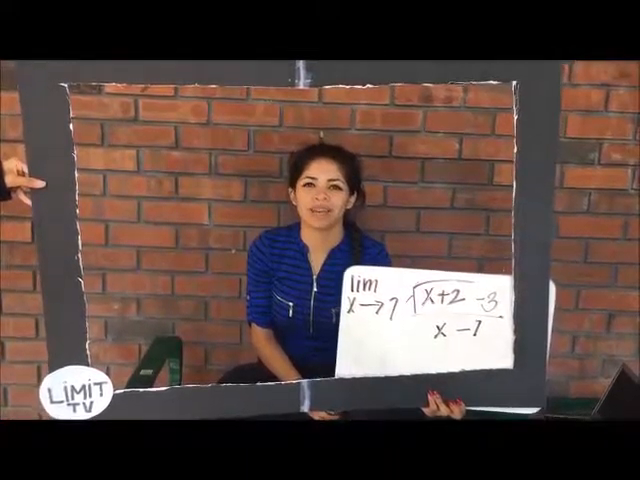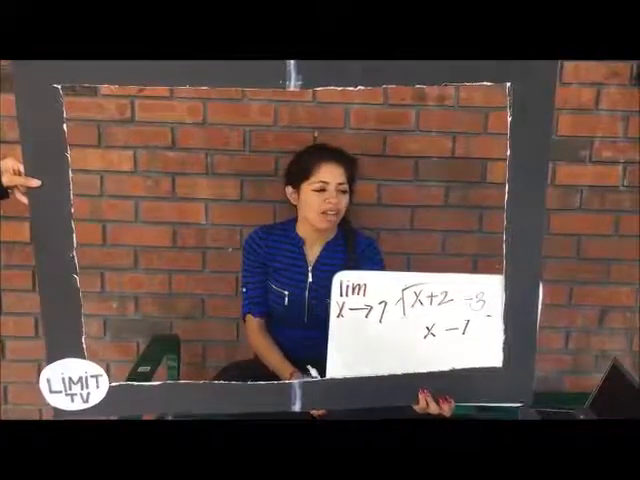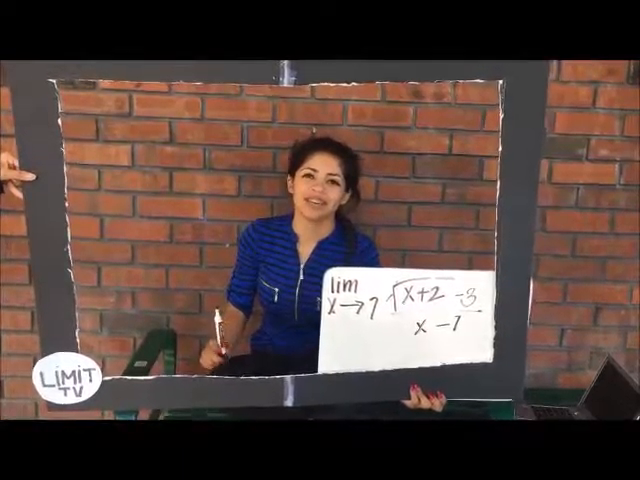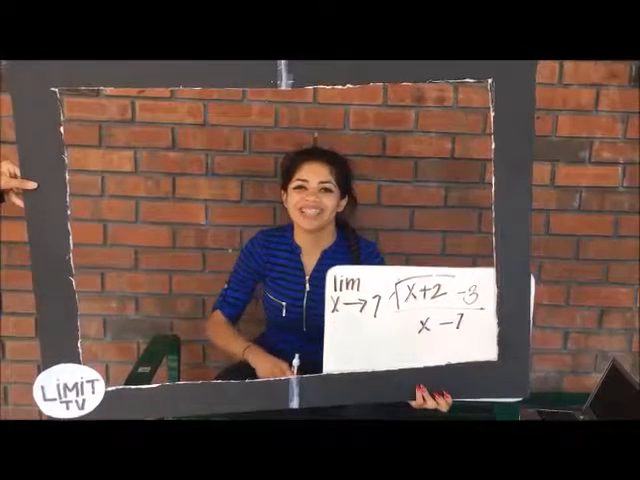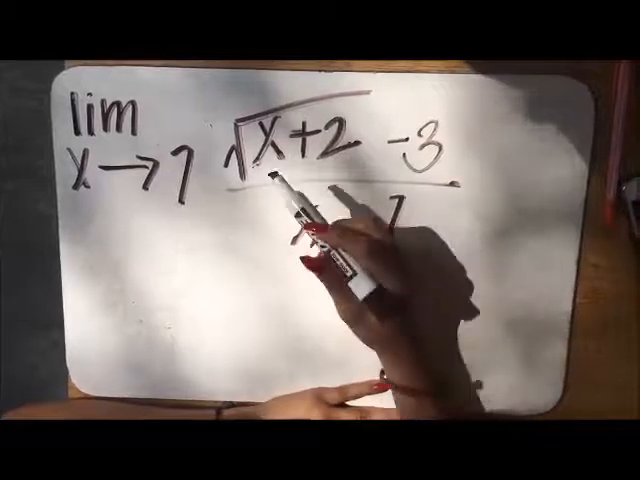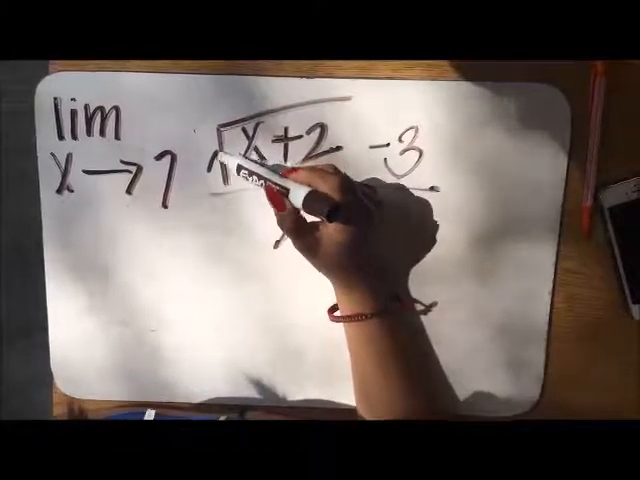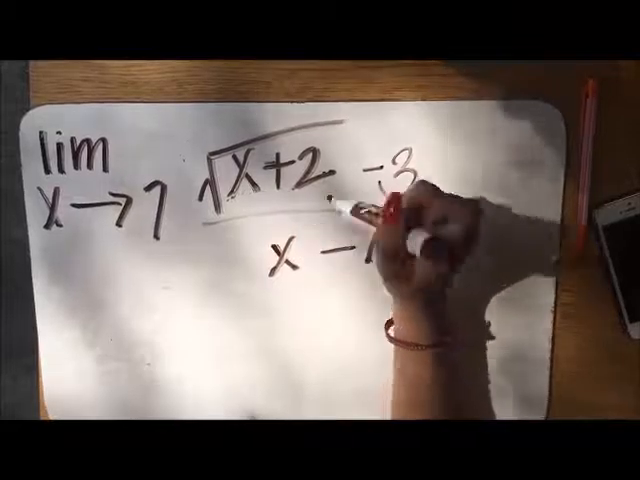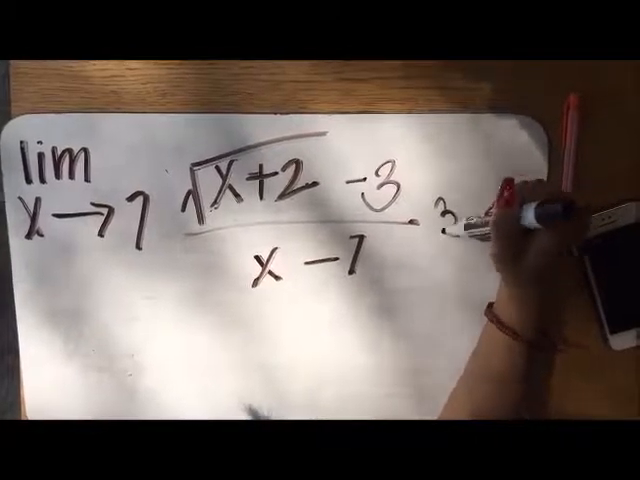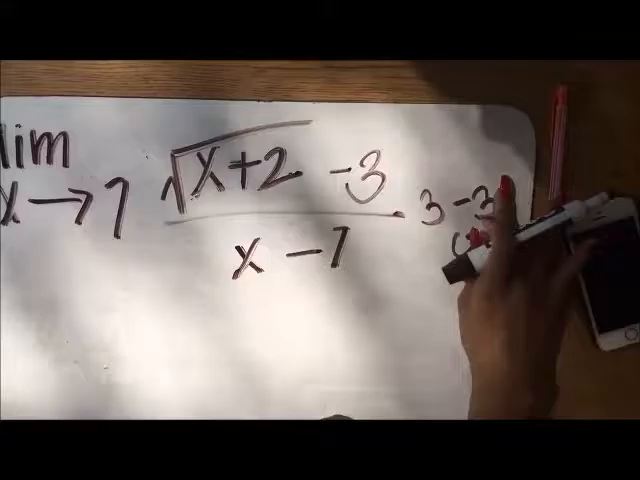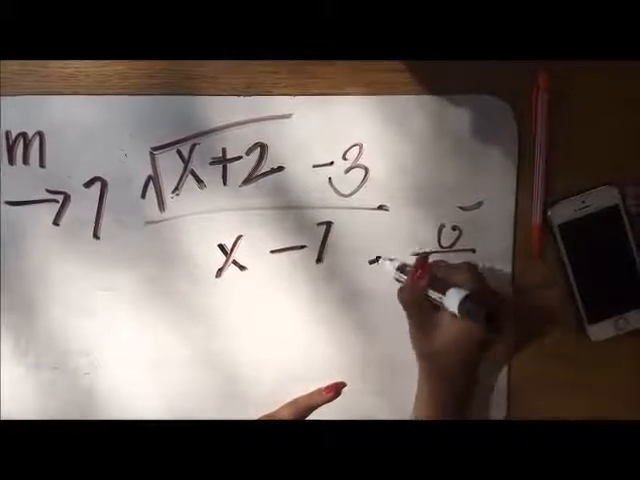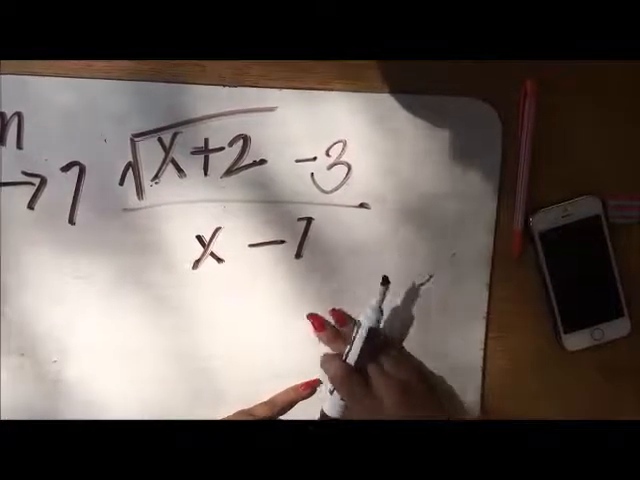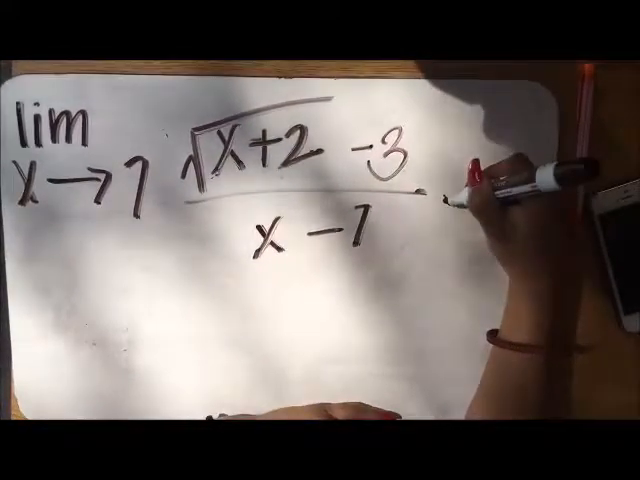Calculating a limit by multiplying by a conjugate. The example is the limit of radical x plus 2 minus 3 over x minus 7 as x approaches 7. So if we were to plug in 7 on top, it would be radical of 7 plus 2, which would give you radical 9, and radical of 9 is 3, minus 3, and you get a 0. And if you plug it in the bottom, it would be 7 minus 7, which would also give you 0, which we can't have. So what we're going to do is multiply by the conjugate.